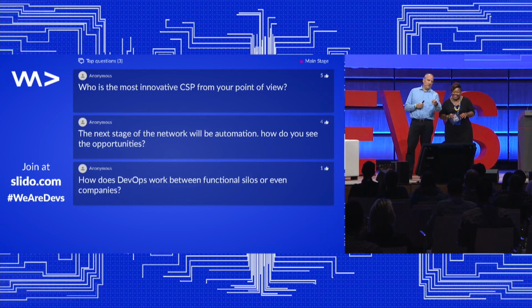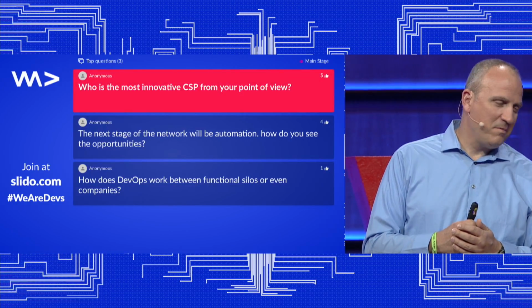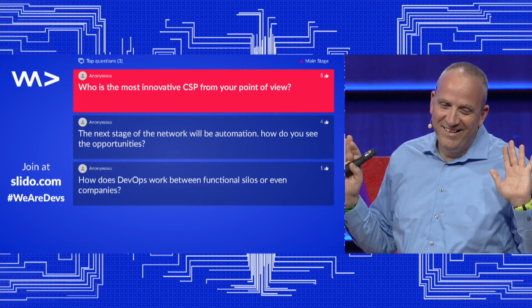Who's the most innovative CSP from your point of view? So AT&T. They are the most innovative.